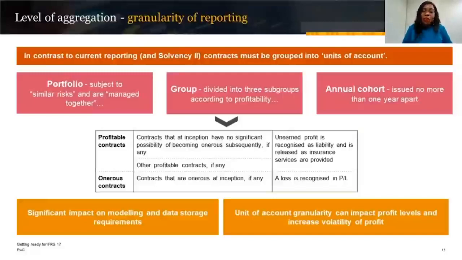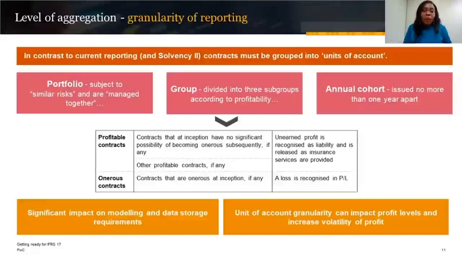For the onerous contract, you recognize the losses immediately in the profit or loss account. So as you book those contracts and you do your valuation and you compute those losses, you recognize them in your P&L immediately. For the other two groups, which is your profitable contracts with no significant possibility of becoming onerous, and then other profitable contracts, for these ones, you determine the profitability, which is what we call the contractual service margin, and then you defer it and you recognize it over the life of the contract as you provide insurance coverage.